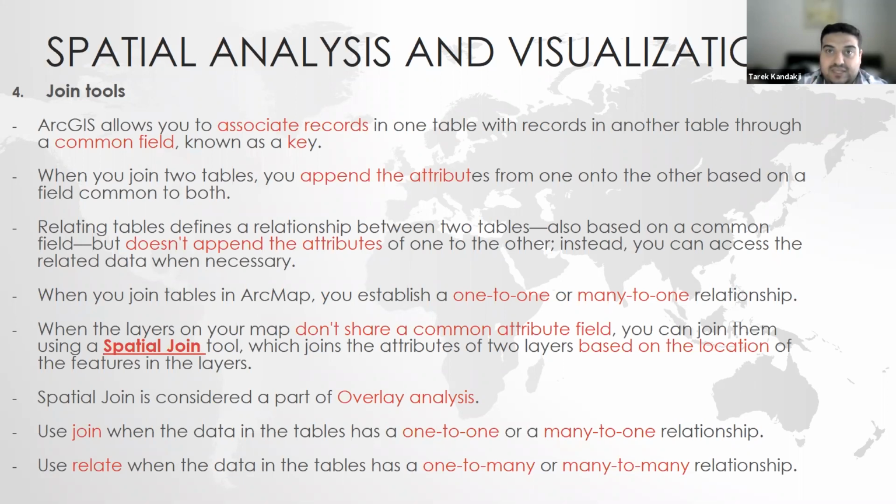So it's many-to-many, like the same city will be repeated many times in the input feature or in the join feature, and it's also repeated on the other side. Or it could be one-to-many, like you have one city that contains more than one house. So this is one-to-many.